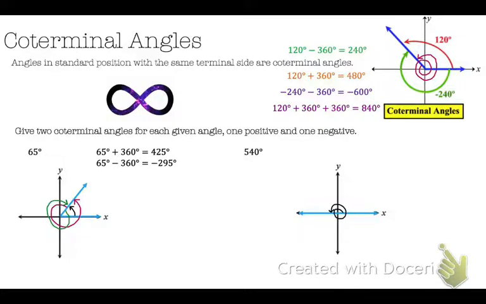540. So there's 540. It's right on the x-axis. So if I subtract 360, 540 minus 360 is 180. That gives me a positive one. And I need a positive and a negative one, so now I'm going to take that 180 and subtract 360 again. And I get negative 180. Okay?